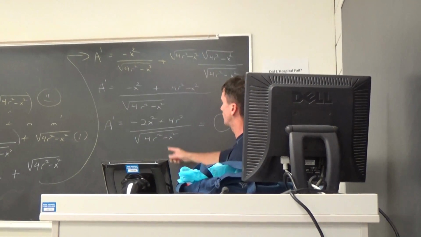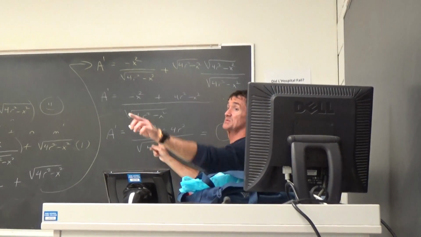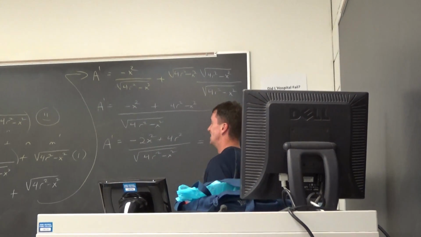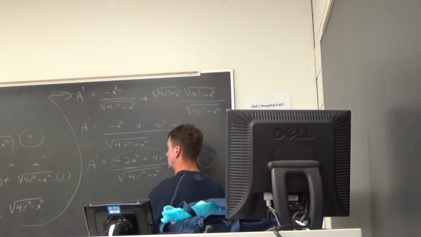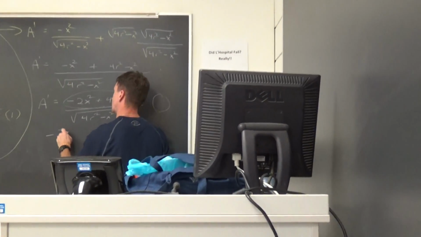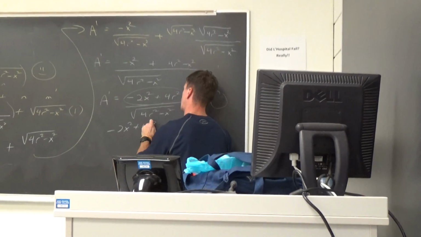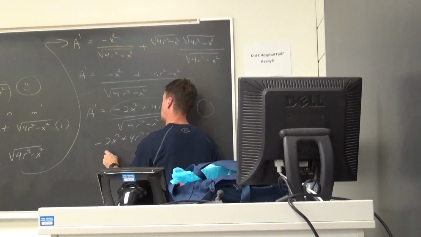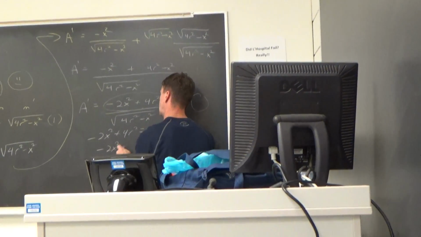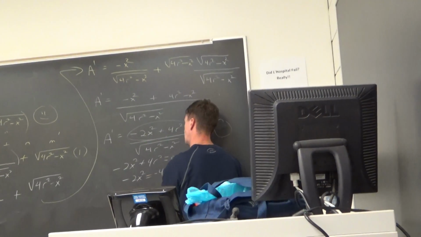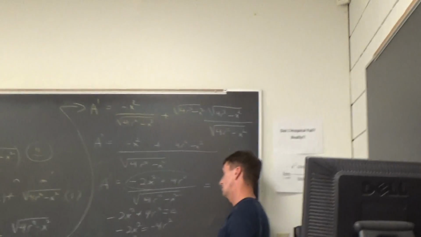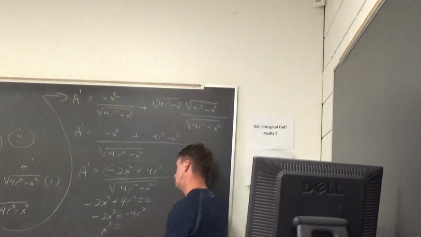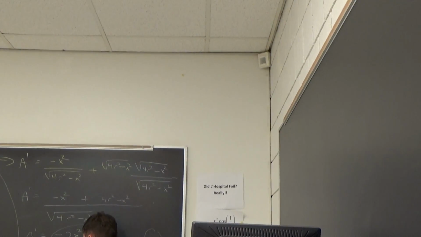Now we're going to solve for x in terms of r. That numerator. All right, negative 2x squared equals negative 4r squared. Divide the what? 2. Negative 4 divided by negative 2 is 2. So x equals the square root of 2 r.